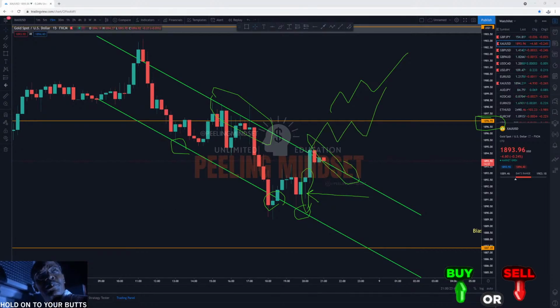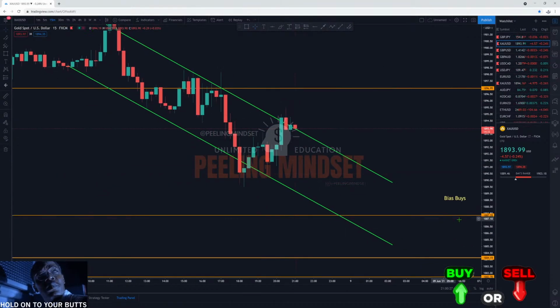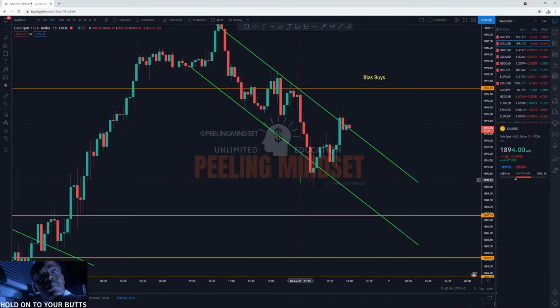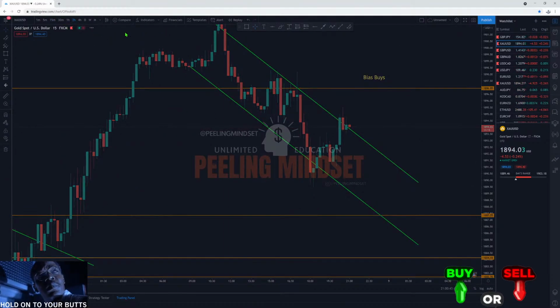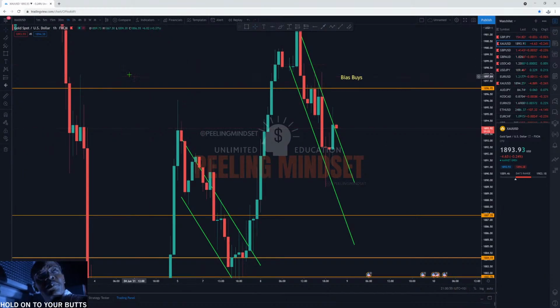All right, so my bias in gold right now is still buys. For any sell, I have to wait for the candles to actually break below. The idea of a sell doesn't look good at all, to be honest. Somebody else can come in and argue, but if somebody tells me there's a sell coming in right now, it doesn't make sense at all.